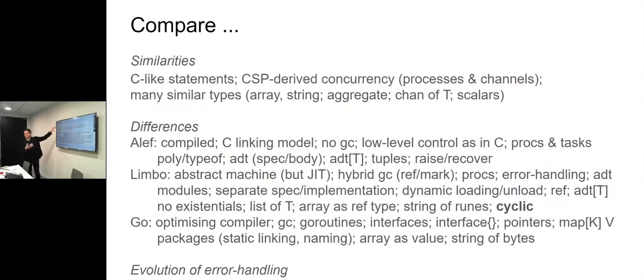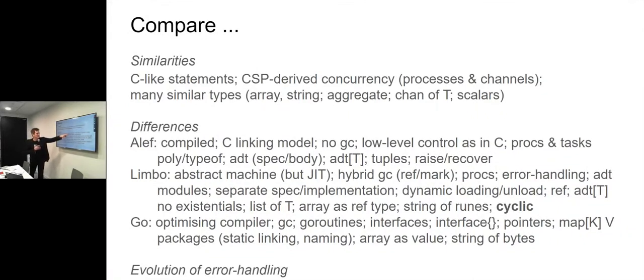So you've got all these similarities. You could see from the screen, if you could see that much, that they're very similar sort of syntax. They all use the same concurrency style. So what are some differences? Well, Alef was compiled in a very conventional way. It had a C linking model, so there wasn't even necessarily type checking between separate files.